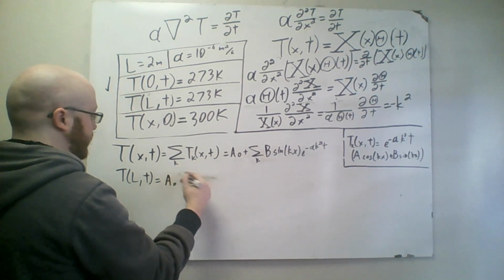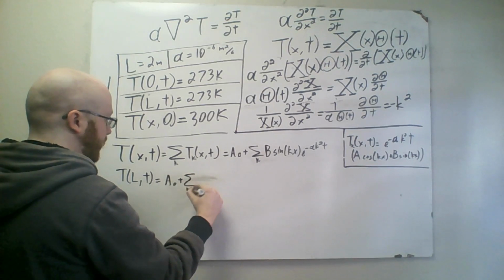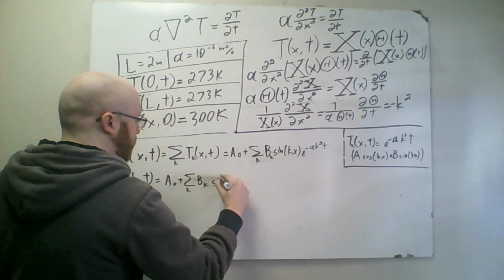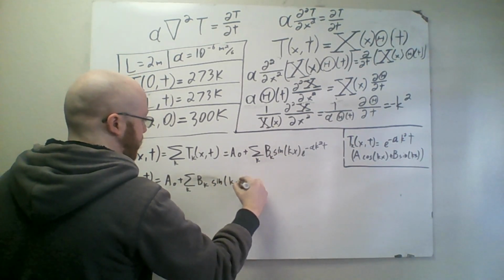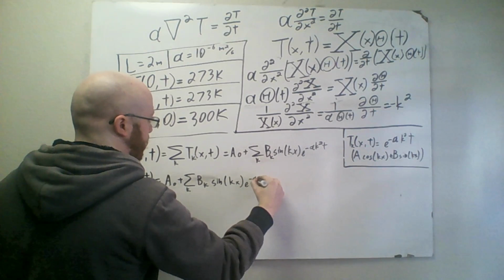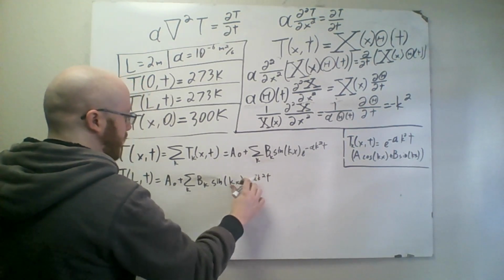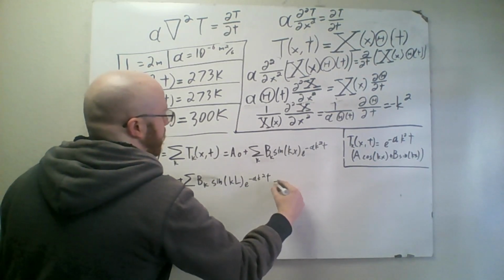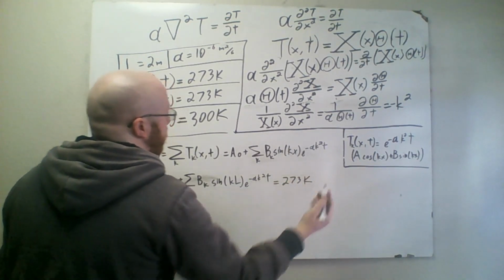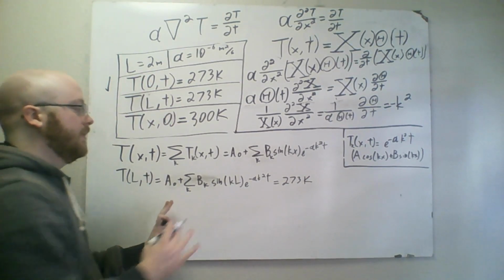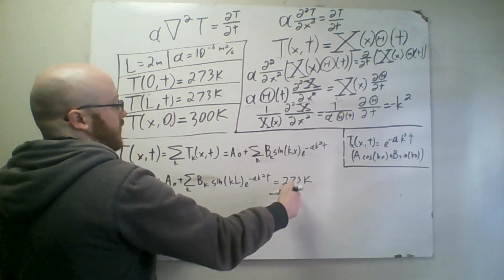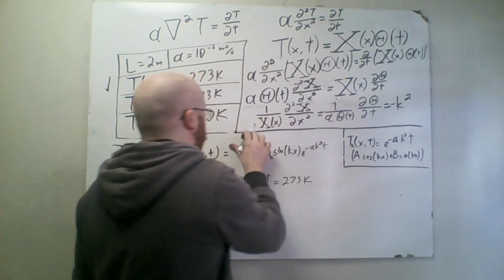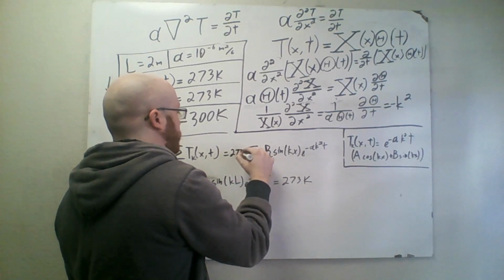So we're going to call this A0 plus sum K sine Kx, and this is now L. And this has to equal 273 Kelvin. But hold on, if we cancel out these guys, remember, this A0 is equal to 273 Kelvin from earlier. I'm just going to write this 273.